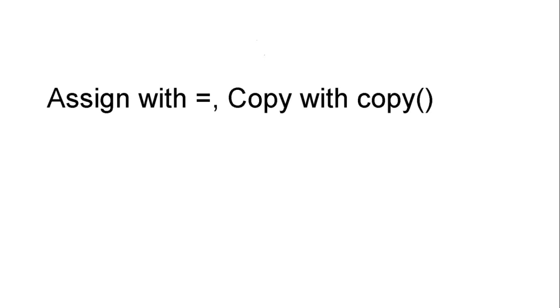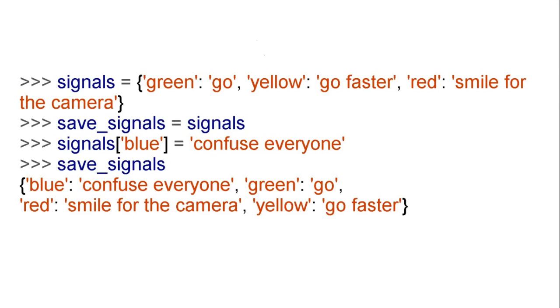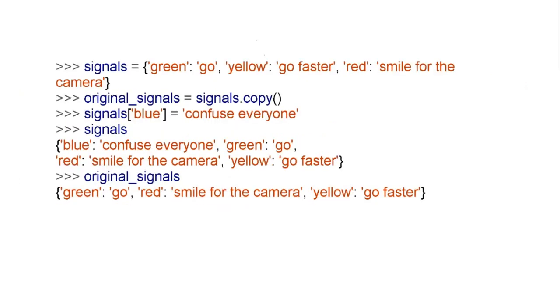Assign with equals, copy with copy. As with lists, if you make a change to a dictionary, it will be reflected in all the names that refer to it. To actually copy keys and values from a dictionary to another dictionary and avoid this, you can use copy.